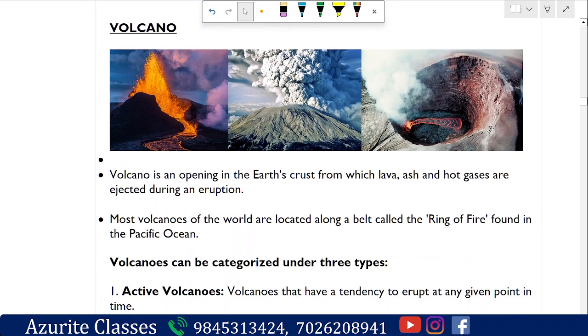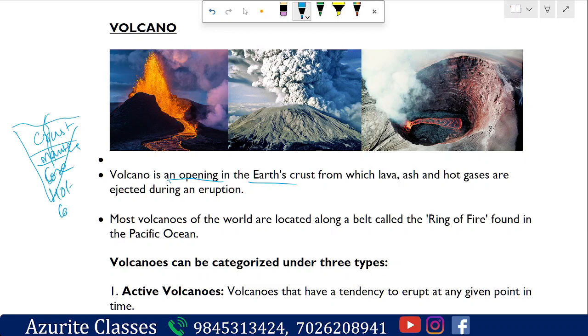Have everyone heard of volcanoes? Yes, sir. Very good. Volcanoes are openings in the earth. You may know the earth has three parts: crust, mantle, and then core. If an opening forms, what is in the core? Very hot lava. Can you see this? This is the lava.